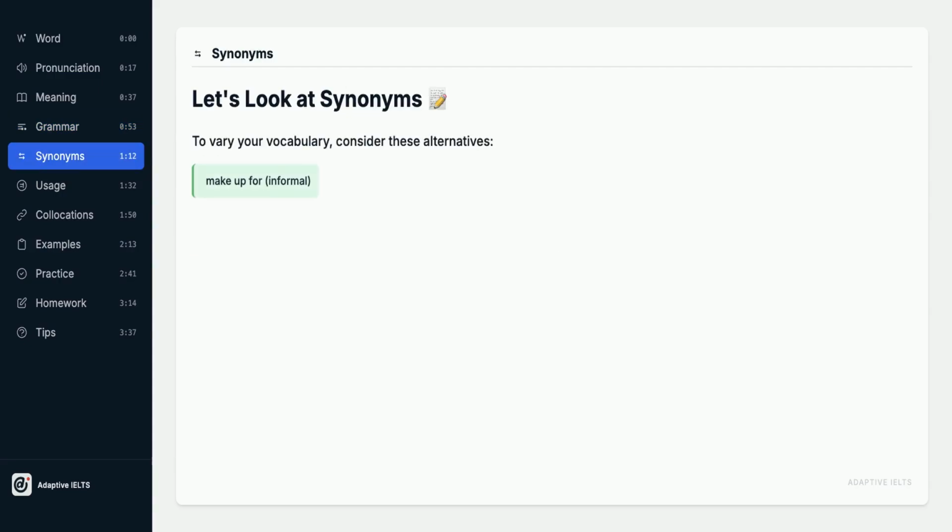To vary your vocabulary, consider these alternatives. Make up for, informal. Offset, formal. Reimburse, financial contexts. Recoup, formal. Counterbalance, academic. For writing task 2, sophisticated alternatives include atone for and redress.